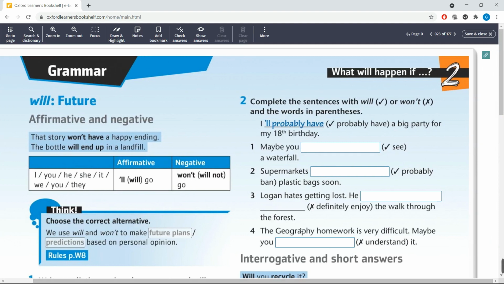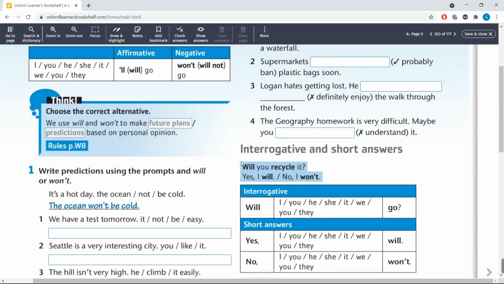And in the case of a question, what you do is that you write will first, and then the subject. Instead of saying I will recycle, we say will you recycle? Okay, so we have will, subject, and the main verb. And after that we have the rest of the sentence. In this case, what will you recycle? It, so we say it. So, will you recycle it?